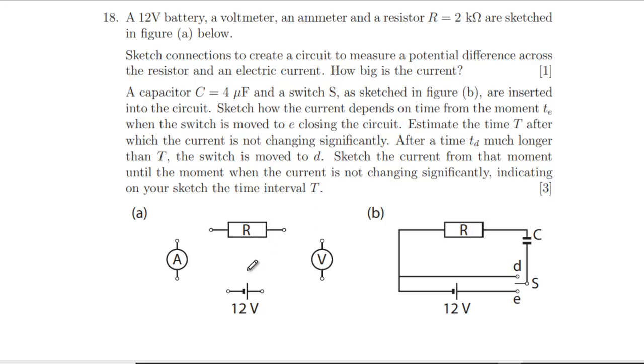How big is the current? Right, so we want the voltmeter in parallel and the ammeter in series. So let's connect the ammeter up, and then the voltmeter needs to go around the resistor. So we connect it up to anywhere really, providing it's on that wire.